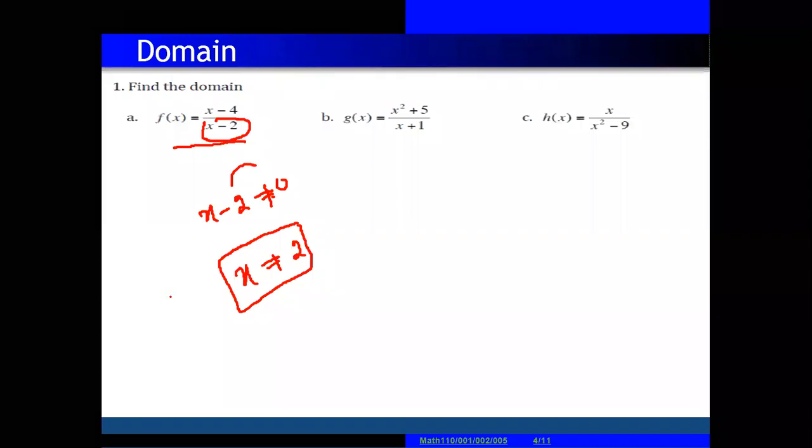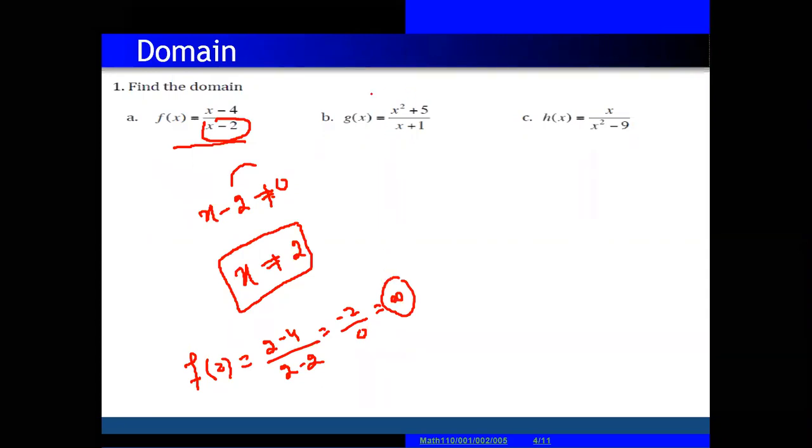Because when you give x equal to 2, this function will be infinity. Like f of 2 is equal to 2 minus 4 divided by 2 minus 2, and 2 minus 2 is 0, so the result is infinity. So all values are possible except 2. What about this one? B function, x square plus 1 divided by x plus 1.